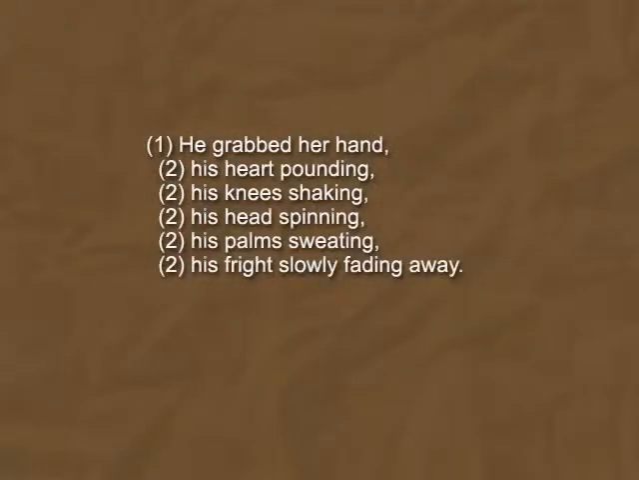If we try to visually represent coordinate cumulative sentences numbering their levels, they look like this. First level, he grabbed her hand. Second level, his heart pounding. Second level, his knees shaking. Second level, his head spinning. Second level, his palms sweating. Second level, his fright slowly fading away. Or they look like this.